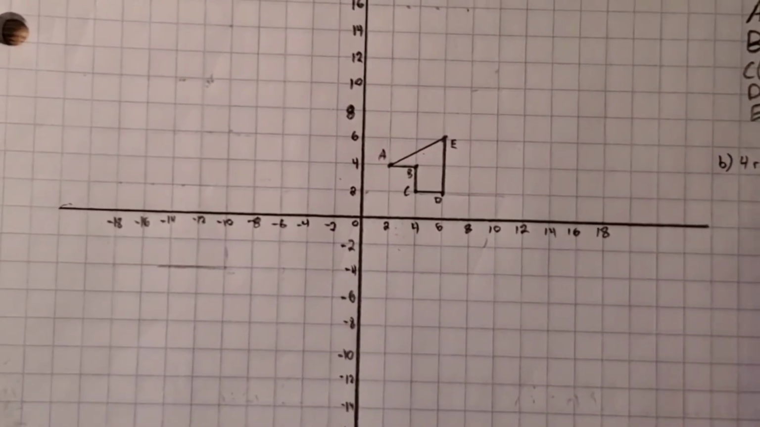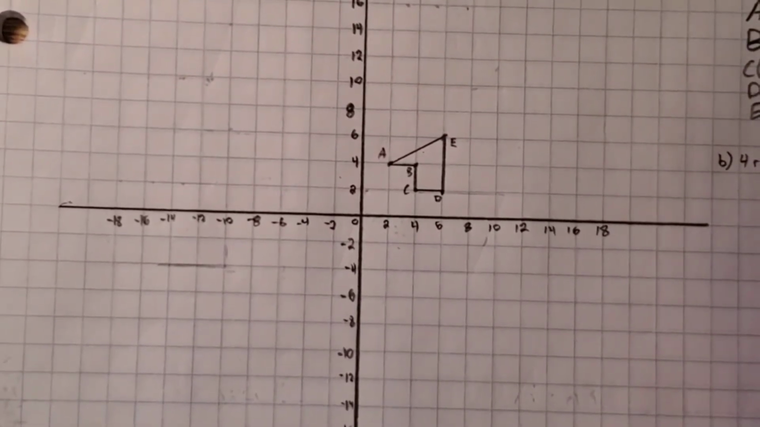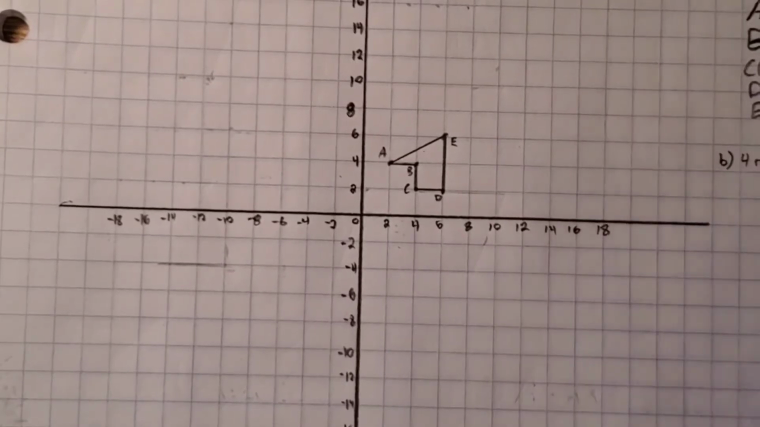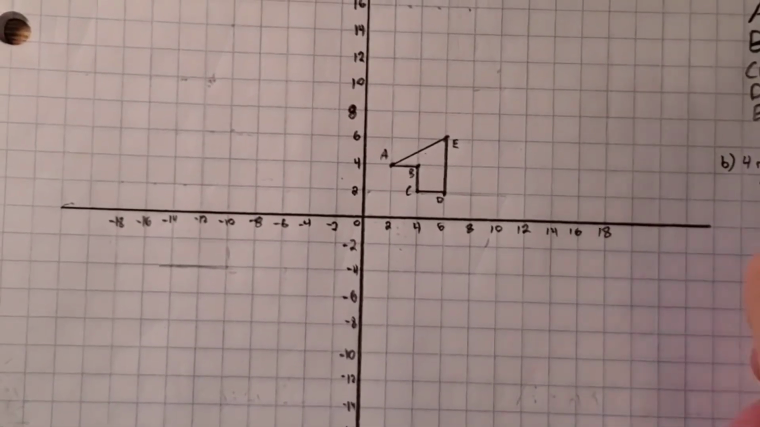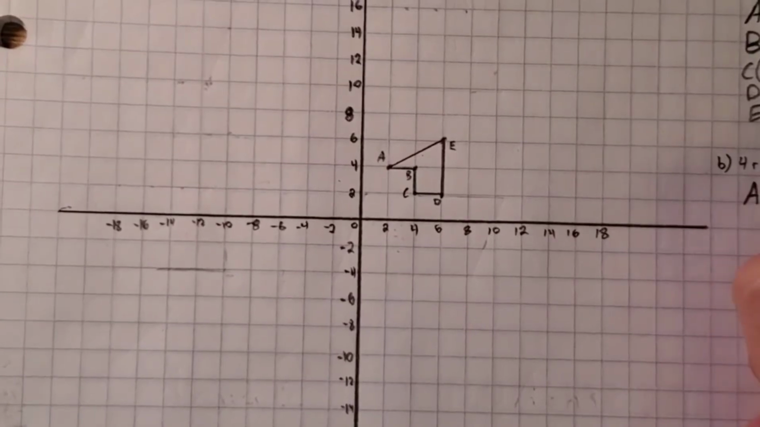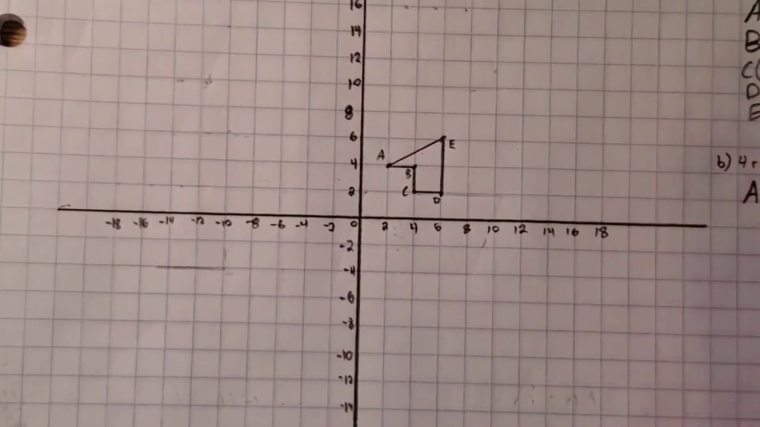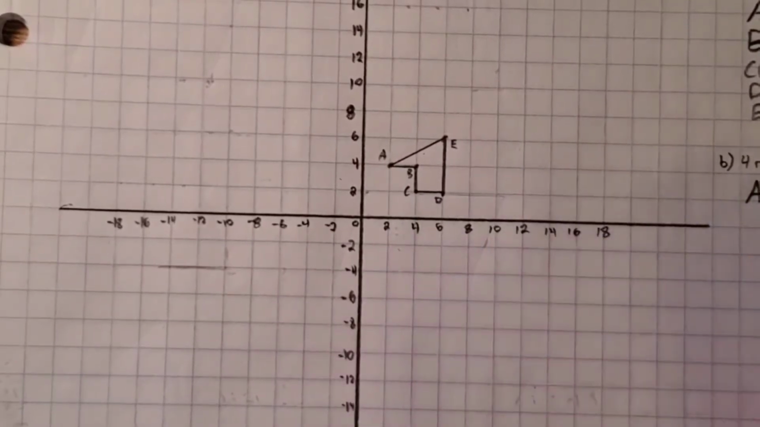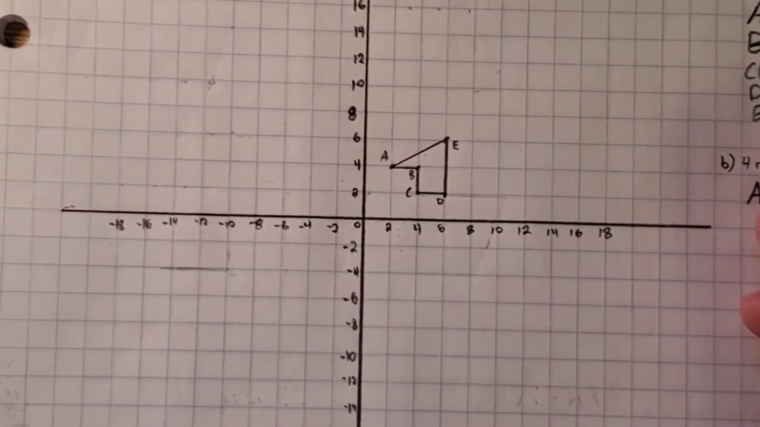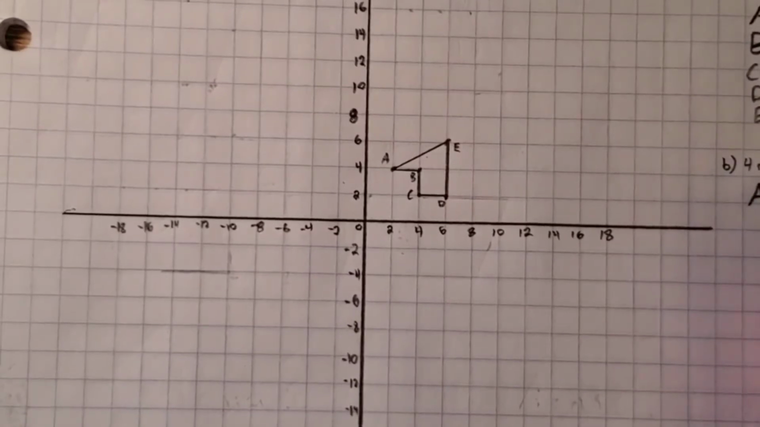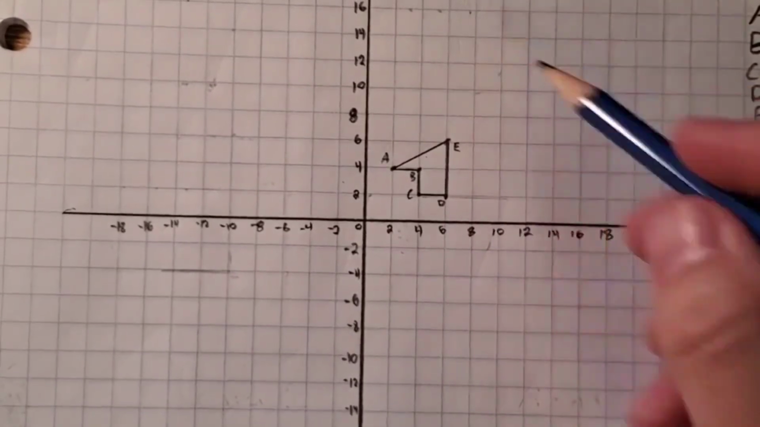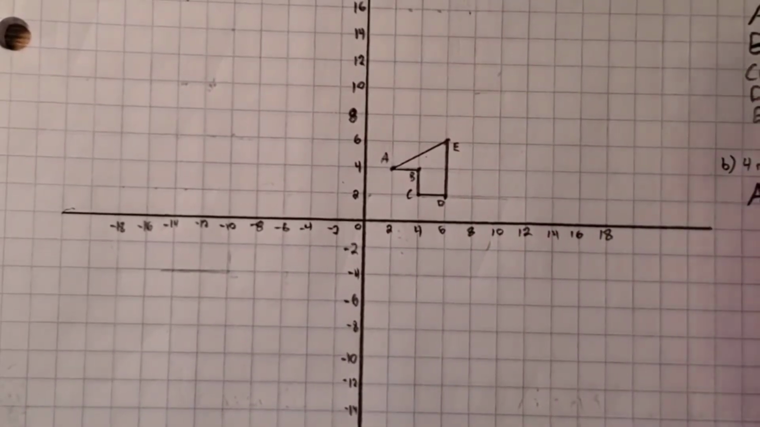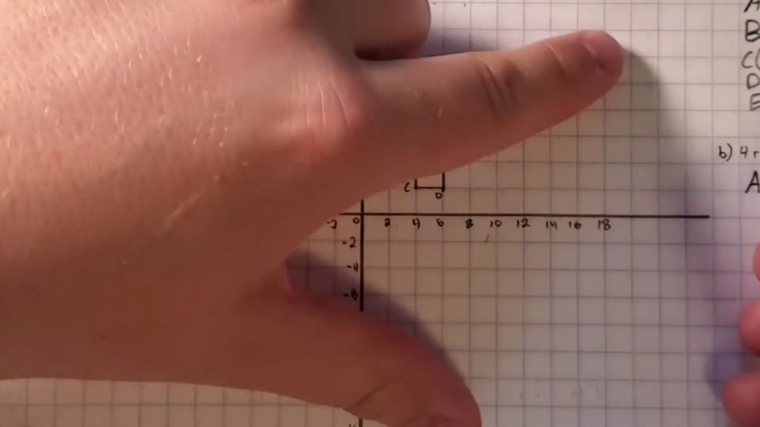Okay, and it says write coordinates for each vertex of the polygon as A prime, B prime, C prime, D prime, and E prime. So this one's going to be our primes. So A was 2, 4. We're moving it right 4. Remember, right makes more positive, so we're adding 4 to whatever our x values are. And it says 6 up. Up is also positive, so we're adding 6 to our y values. So add 4 to each of these and add 6.